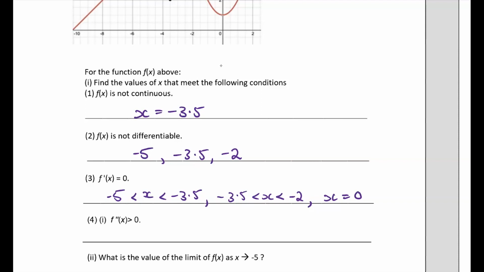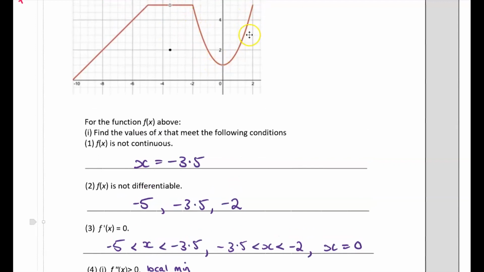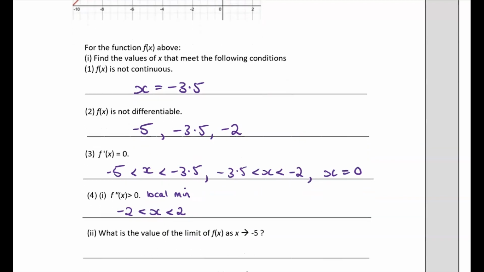F double dash of x is greater than 0. So the second derivative gives us what type of local maximum or minimum we have. If the second derivative is positive, that means we have a local minimum. So we're looking for, on the graph, where do we have a minimum happening, and it's this portion of the graph that creates a local minimum. So that bit of graph runs from minus 2 up to positive 2, creating that local minimum.